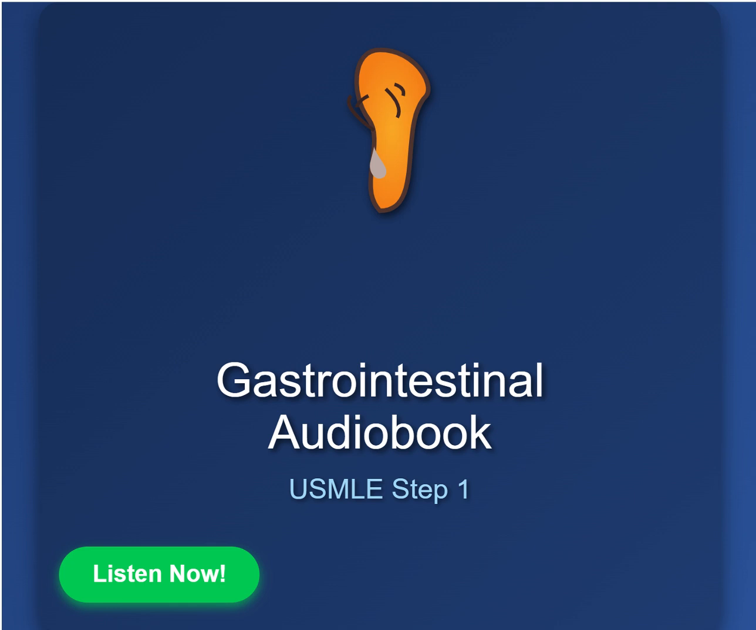Now let's talk about motilin, which is secreted by the small intestine and is responsible for producing migrating motor complexes, or MMCs. Its secretion increases during the fasting state. Motilin receptor agonists, like erythromycin, are used to stimulate intestinal peristalsis.